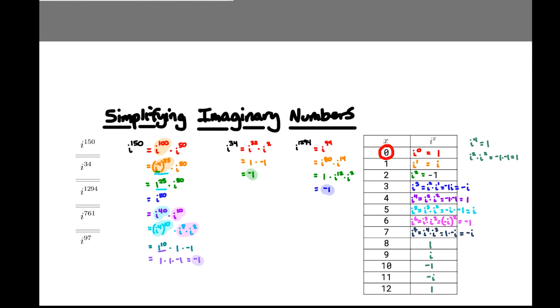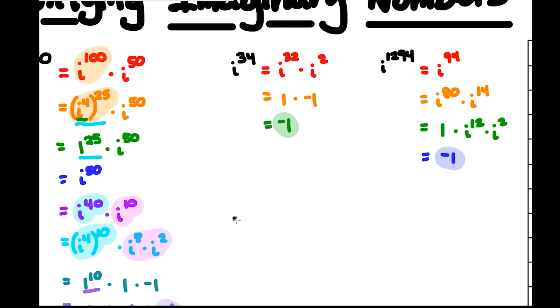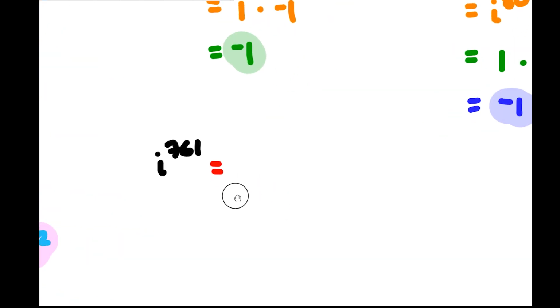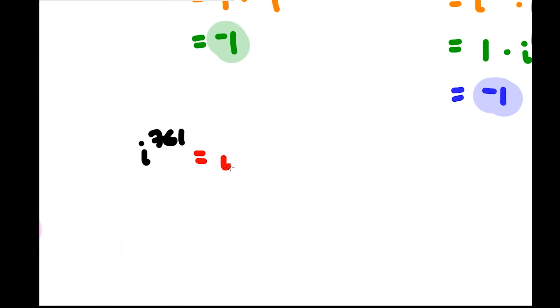All right, this next one is i to the 761st. Now, if you remember for this one, anything in the hundreds power you can just ignore. So right away, I'm just going to go straight to the 61. Well, I know that 60 is divisible by 4 because of a clock. So I'm going to make this 60 and this i to the first. And then from here, i to the 60 is equal to 1. So it's 1 times i. i is your final answer.